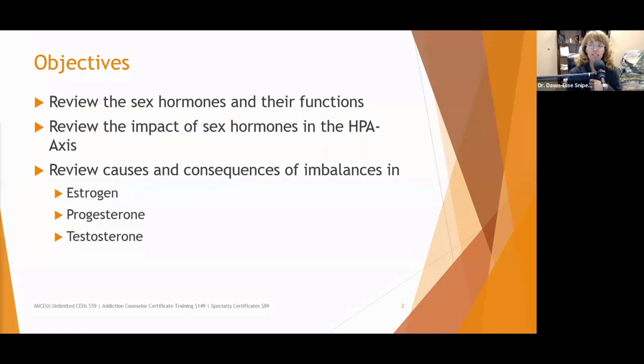We're going to review the impact of sex hormones on the HPA axis and review causes and consequences of imbalances for estrogen, progesterone, and testosterone, which obviously I'm alluding to the fact that hormone imbalances can cause mood symptoms. Most of us are not surprised by that. However, it is interesting to note that hormones work differently between the different sexes, and they also work in concert with one another. All of us have estrogen, progesterone, and testosterone, but it's just a matter of how much of each one.